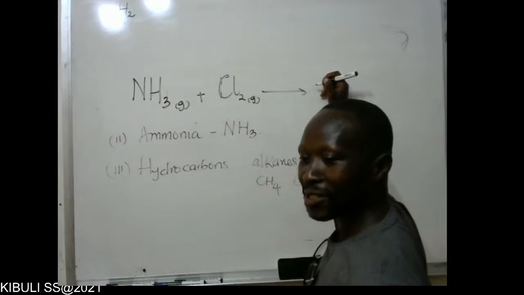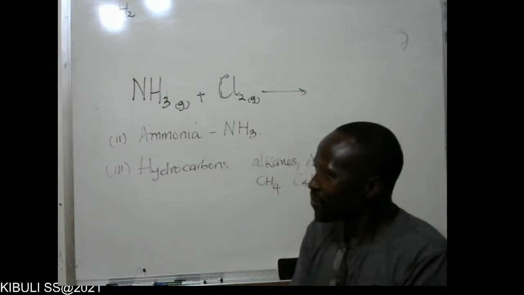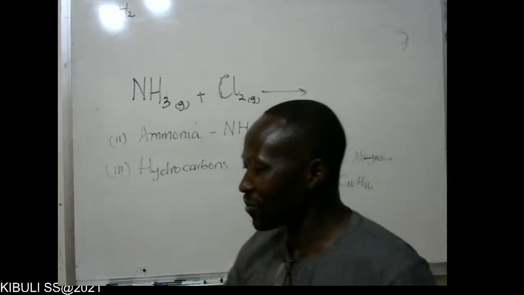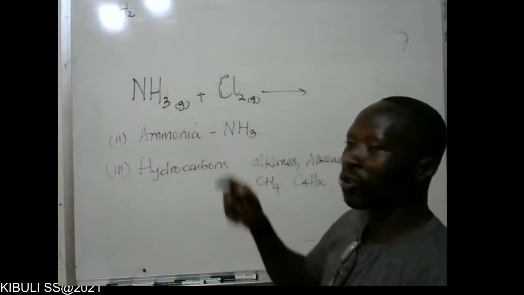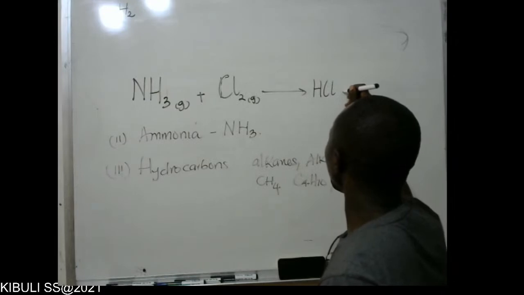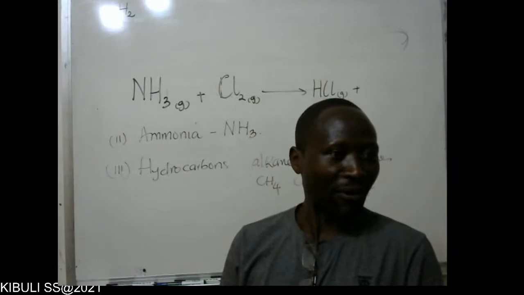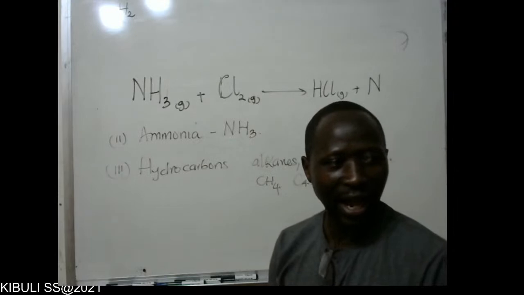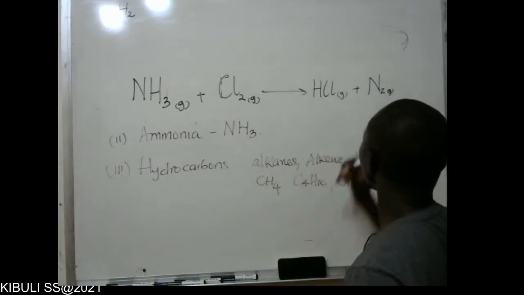I'm writing the products. Remember, I said chlorine will always remove hydrogen. So, a combination between hydrogen and chlorine, what does it give? It gives hydrogen chloride. Physical state, gas. What is left also? Nitrogen. But nitrogen is written as N2. It's a diatomic molecule at room temperature.